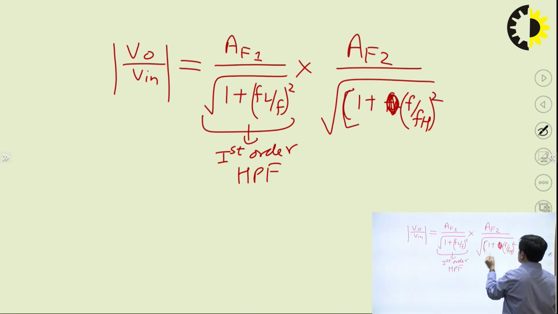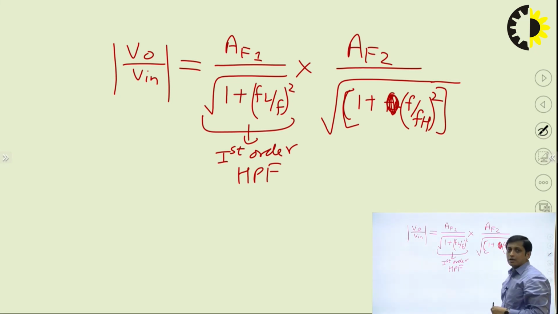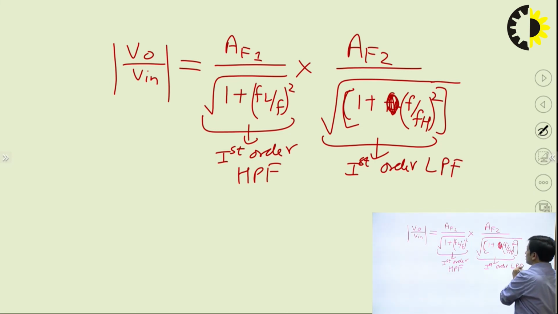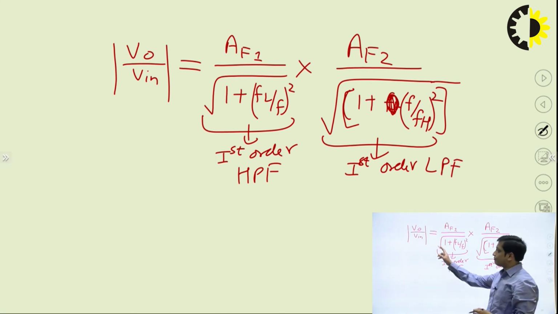square, right? You can see that in the low pass filter the equation is F by FH square, but in the high pass filter the equation is FL by F, where FL is the cutoff frequency for high pass filter and FH is the cutoff frequency for low pass filter. So this is the equation of V naught upon V in for first order low pass filter. Now this is the equation for V naught upon V in.